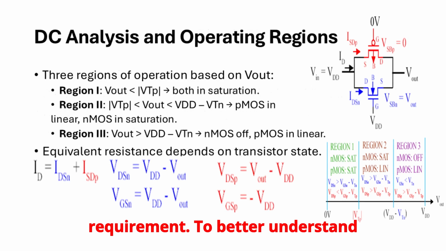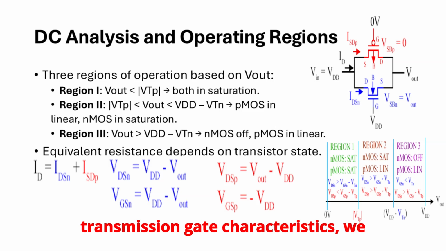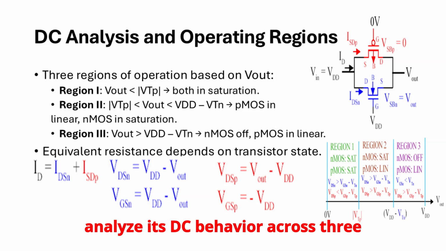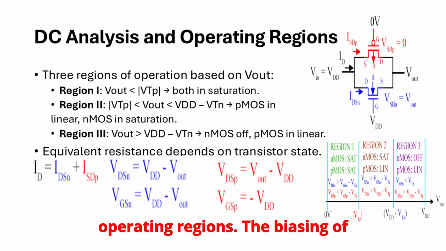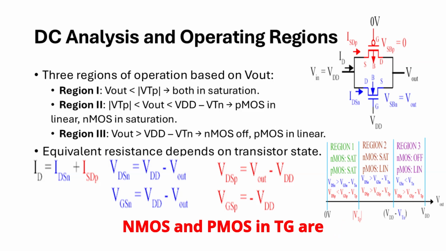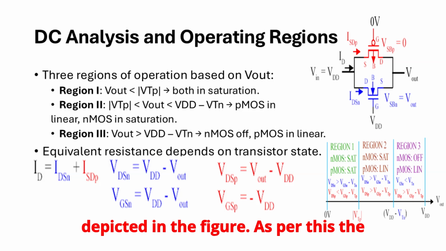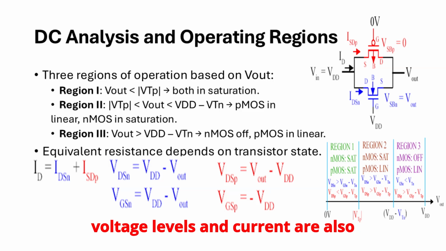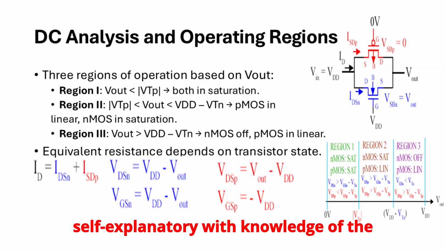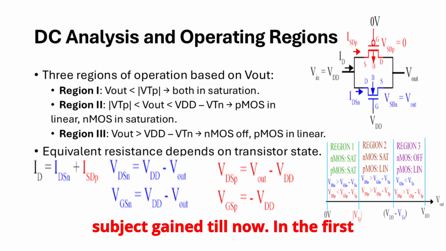To better understand transmission gate characteristics, we analyze its DC behavior across 3 operating regions. The biasing of NMOS and PMOS in the TG is depicted in the figure. As per this, the voltage levels and currents are also self-explanatory with the knowledge of the subject gained till now.